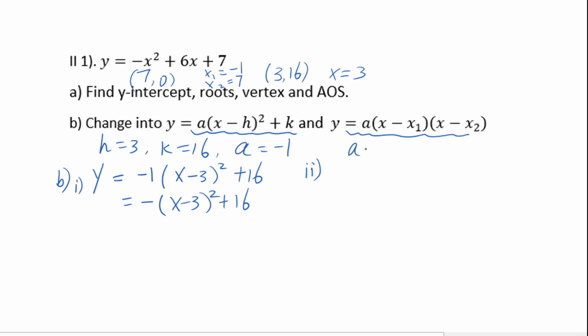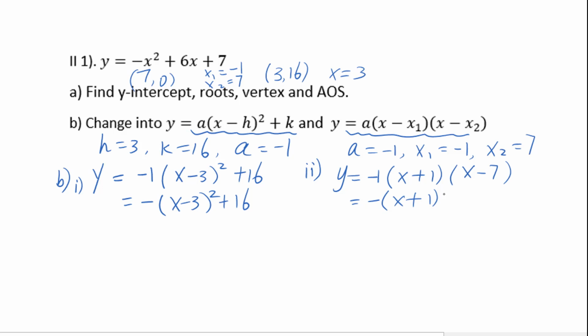We already know a equals negative 1, x1 equals negative 1, x2 equals 7. Therefore, y equals negative 1 times (x plus 1), because minus negative 1 means plus 1, then (x minus 7). You can write down a negative sign, (x plus 1)(x minus 7).